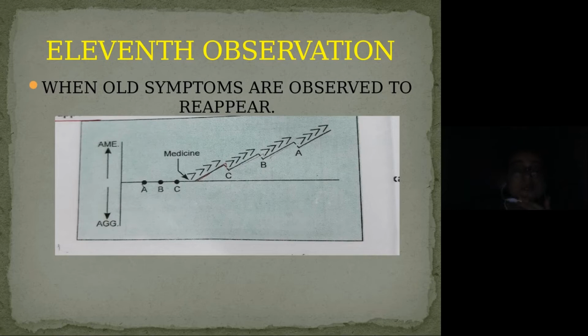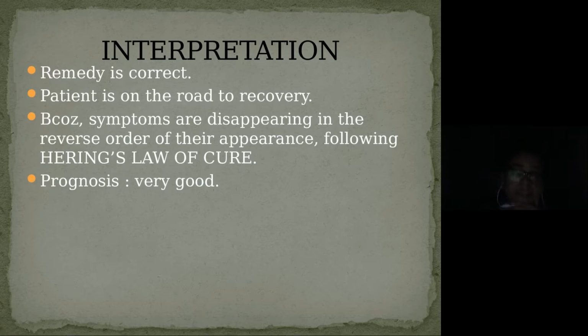Our remedy is correct. The patient is on the road to recovery because symptoms are disappearing in the reverse order of their appearance. First the eye symptoms had come, then the symptoms on the basis of which we gave the medicine. So the symptoms are disappearing in the reverse order of their appearance, and that follows Hering's law of cure. So the patient is on the road to recovery, and here the prognosis is very good. The patient will be cured.